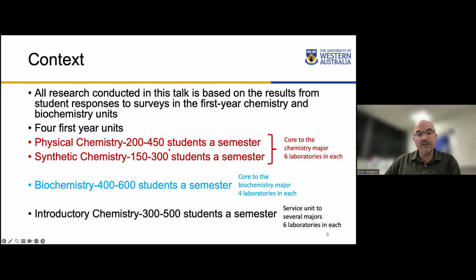In each of these units, we have an extensive laboratory program. There are 6 labs in our 2 core chemistry units, 4 laboratories in our biochemistry unit, and 6 laboratories in the introductory chemistry unit. In fact, it's the laboratory component that a lot of our colleagues in agriculture and environmental science really want students to have under their belt before they go into their laboratories, because they like the way that we train our students in these units before they get there.